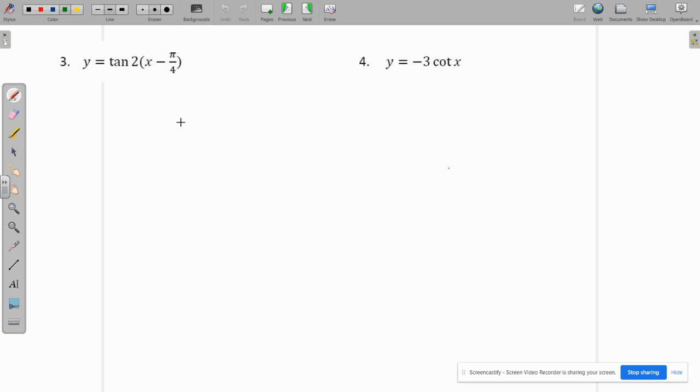So we're going to look at more examples of graphing tangent and cotangent functions. So number 3, y equals tangent of 2 times the quantity x minus pi over 4. So let's write down what we know. First of all, the a value here is 1. So there's no vertical stretch or shrink.